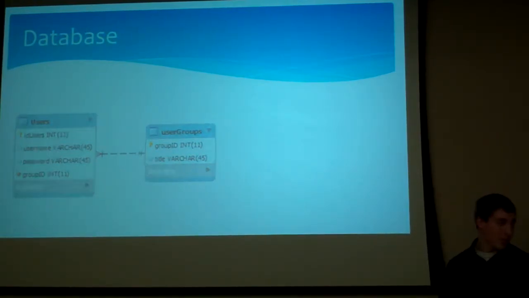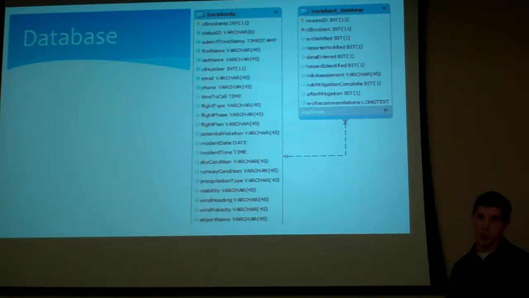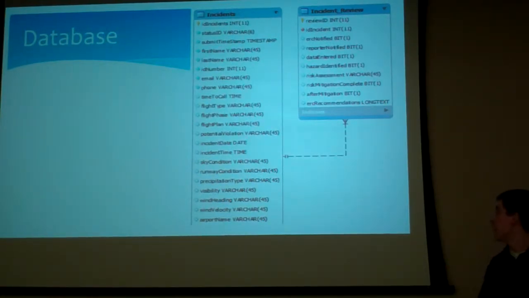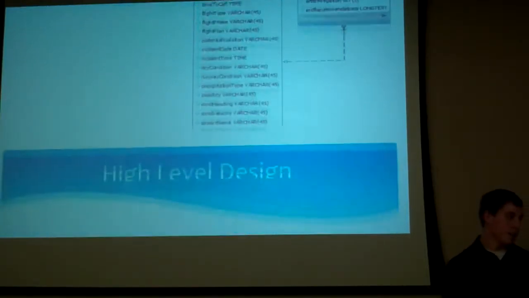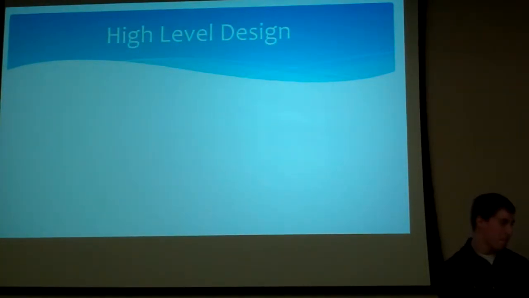Our other two tables are used for storing the information regarding incidents. Our incidents table stores every piece of information surrounding an incident. This is all filled out on an incident report. And our incident review table stores any information entered by the admin or ERC as far as the necessary action to take regarding any incidents that have occurred. And now Trent's going to talk about our high-level design.